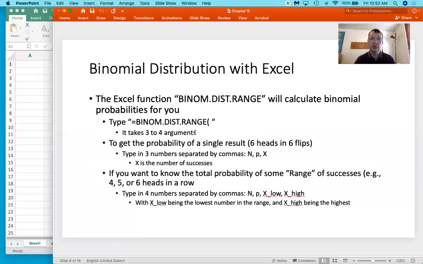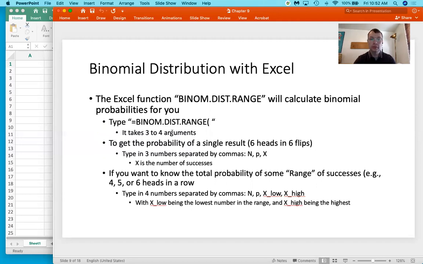We can use this function to do two things. We can get the probability of a single event, for example, the result that when we flip a coin 6 times, we get 6 heads. We can get just that, or we could get a range of events. We could get the total probability across the range, which is an OR, which is the addition rule. This function in Excel allows us to do both. It allows us to get single probabilities, and it will automatically perform the addition rule for you.